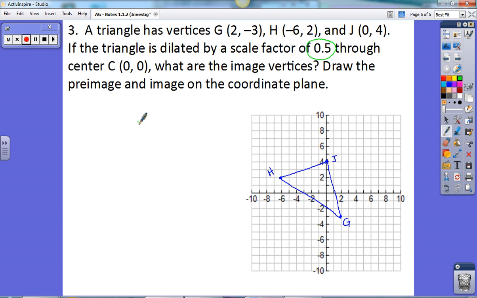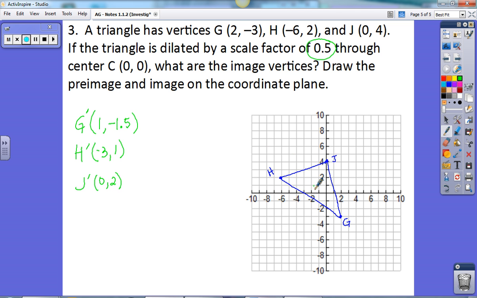And we've already drawn the pre-image, so let's go ahead and figure out what the vertices are and draw the image. So each vertex, I'm going to take each of the coordinates and multiply it by the scale factor. So 2, negative 3 is going to become half of 2 is 1, half of negative 3 is negative 1.5. H prime, half of negative 6 is negative 3, half of 2 is 1, and J prime, half of 0 is 0, and half of 4 is 2.